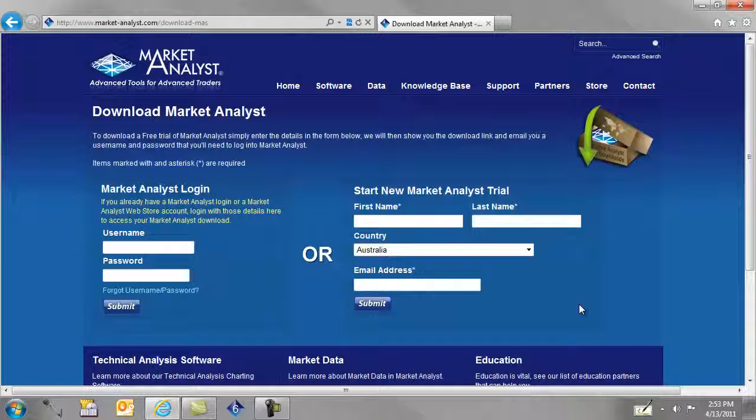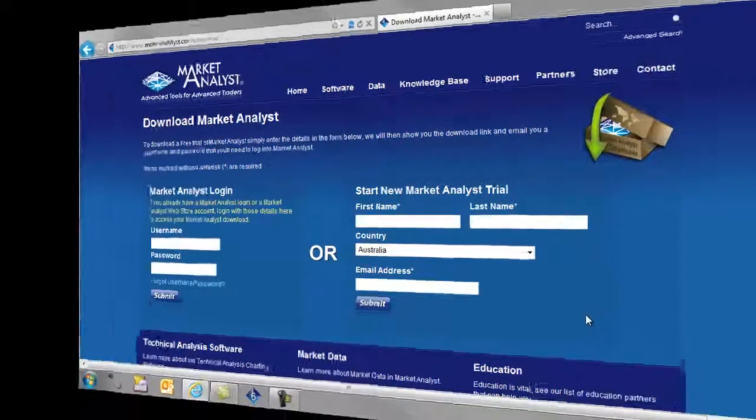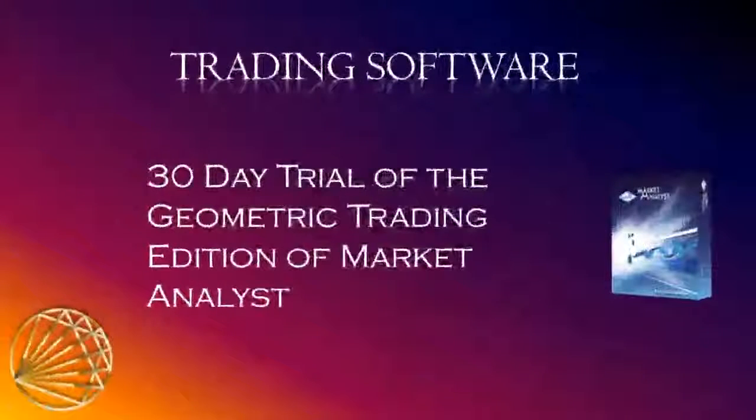So this demo for 30 days includes a number of the different tools that we'll be using in the Geometric Trading course. So let's fire up our computers and get started with setting up your charts.